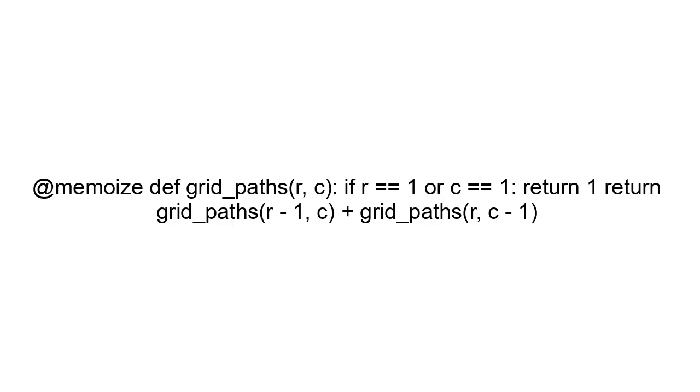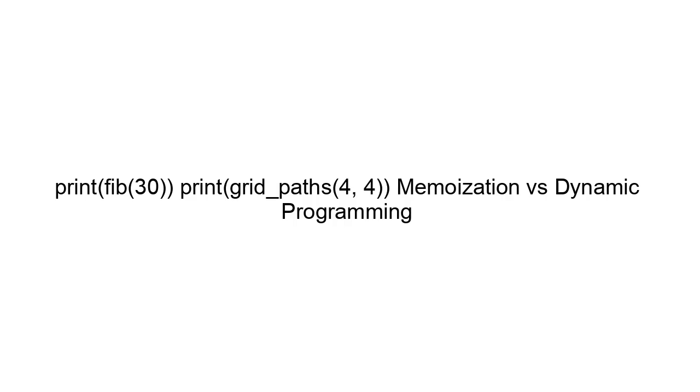@memoize def grid_paths(r, c). If r equals 1 or c equals 1, return 1. Return grid_paths(r-1, c) plus grid_paths(r, c-1). Print fib(30). Print grid_paths(4, 4).